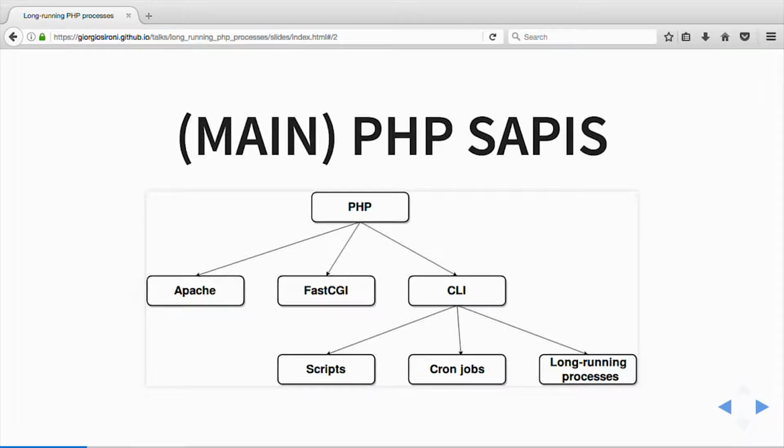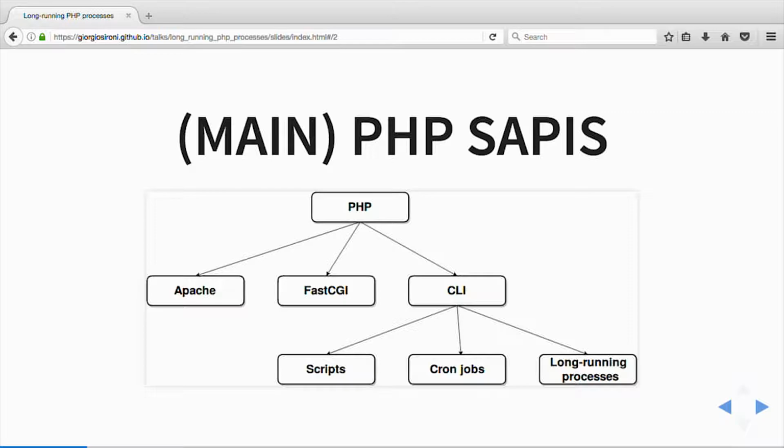So if you take a look at the server application programming interfaces, SAPIs, of PHP, you will find many different ones. The popular ones that you will use every day are the ones based on Apache or FastCGI, which is used by PHP-FPM, for example, and of course the CLI SAPI, which you use every time you run PHPUnit or Composer or any kind of PHP command that you run in your terminal.